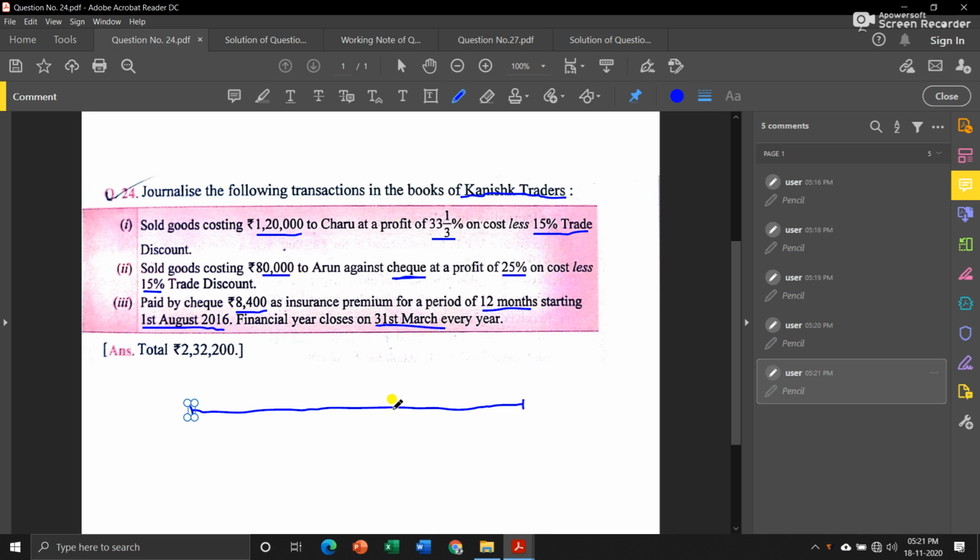Now somewhere in between, our financial year got over, that is on 31st March it got over. So that means this extra portion is our prepaid insurance premium. We paid in advance for the next financial year as well. That means from 31st March 2017 till 31st July 2017 is our prepaid insurance.